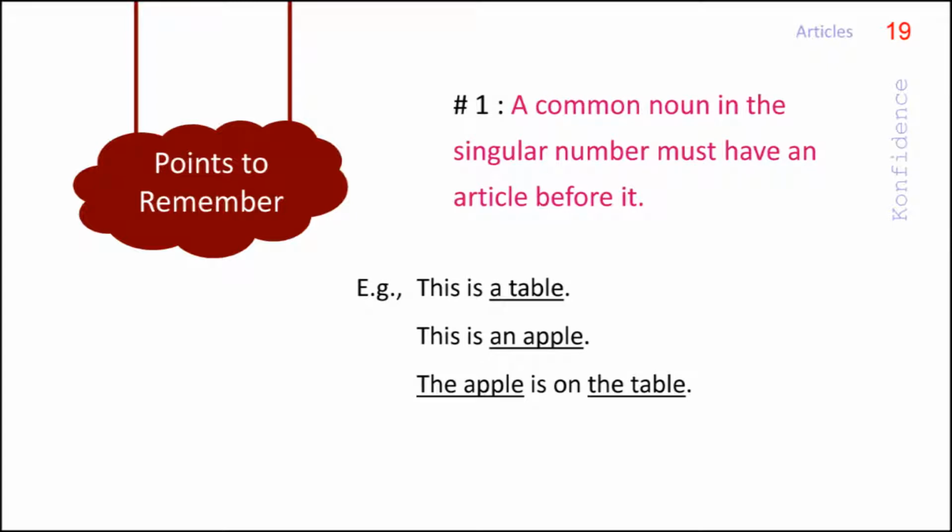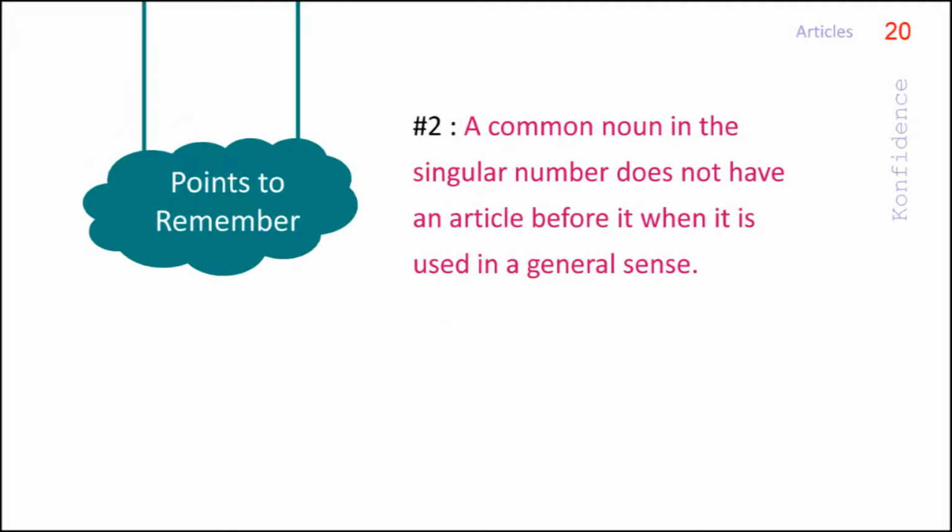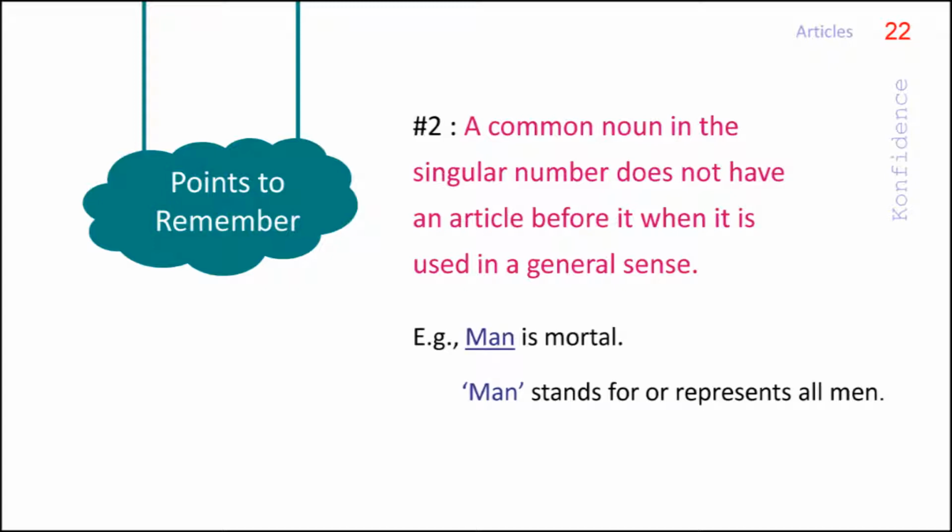Look at the examples. We can see articles a, an, and the before the nouns table and apple because they are singular in number. A common noun in the singular number does not have an article before it when it is used in a general sense. In the example sentence, the word man stands for or represents all men. The sentence expresses a generality, so article is not needed before the noun man.